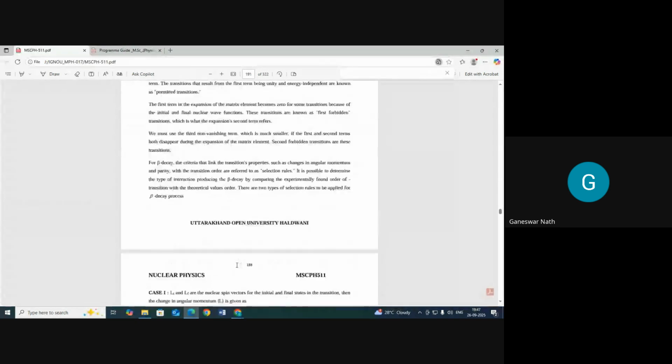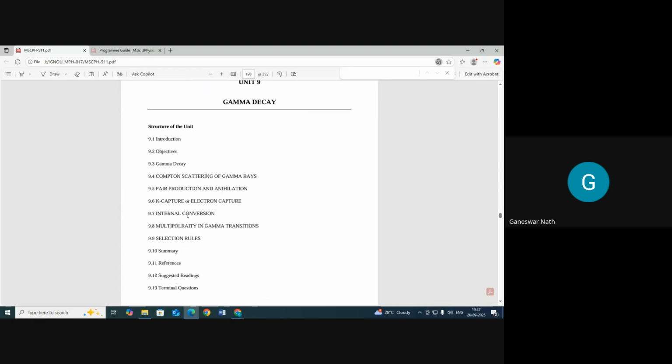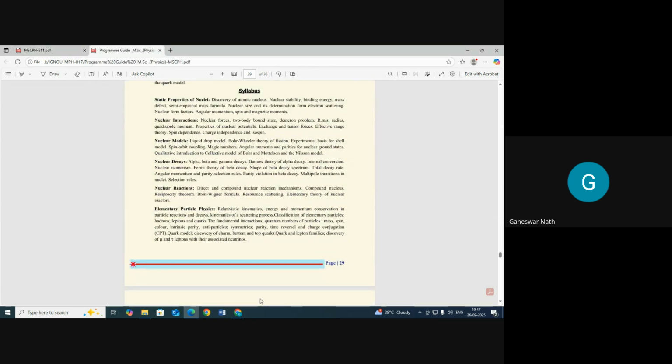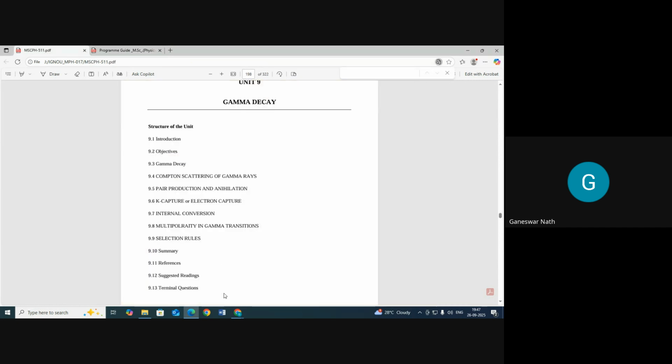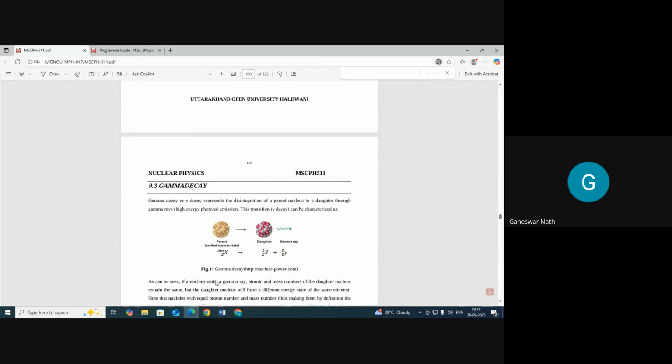Similarly, in gamma decay, you can also find this. So what is gamma decay? You may get it as a short note. It's not as important as alpha decay and beta decay, which are very important. So see here, what is gamma decay?